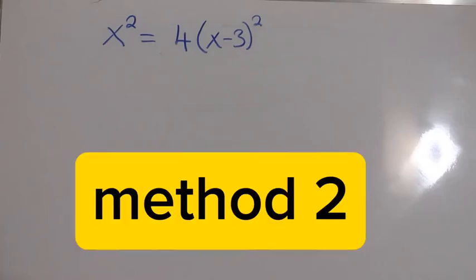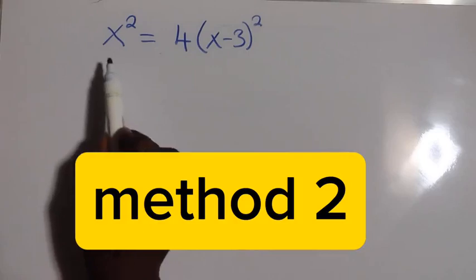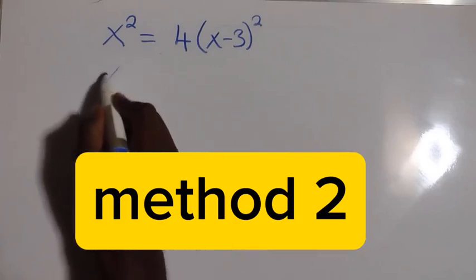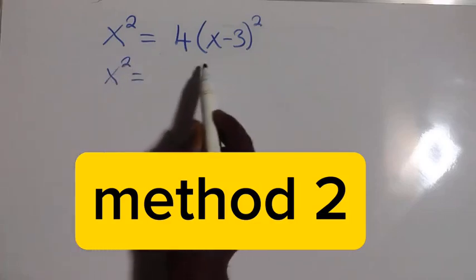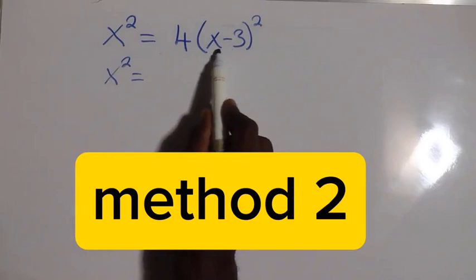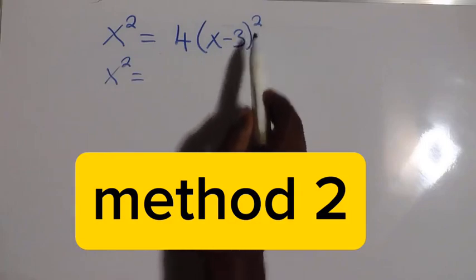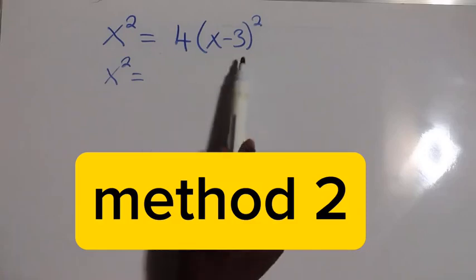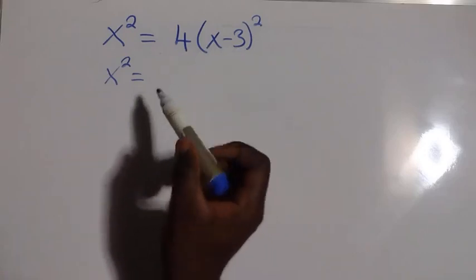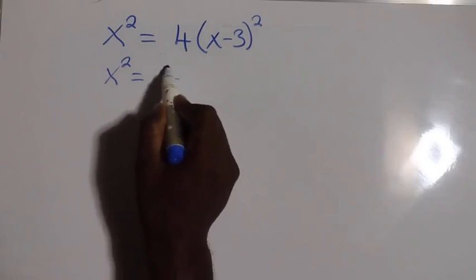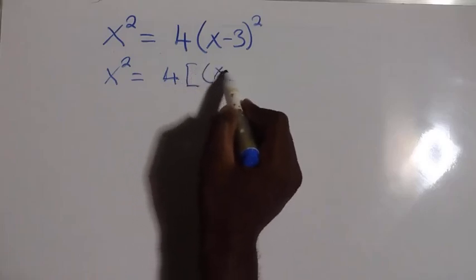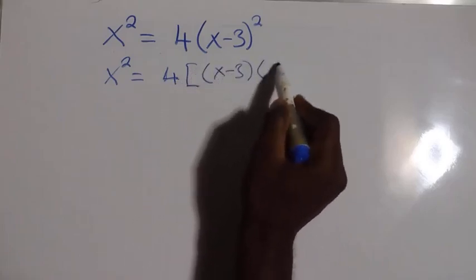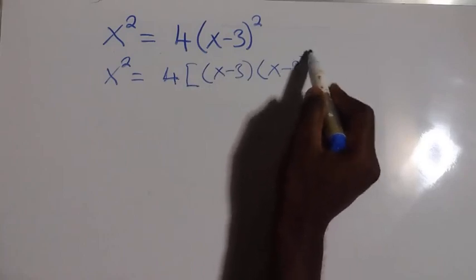Right, so we are now answering the same question using method 2. So for method 2, what we can do is this. We can write x squared the way it is. Now, on the right hand side, we have 4 times (x minus 3) squared. So what we can do is we can try to expand this one, okay? So when we try to expand here, we have x minus 3, again x minus 3, like this.